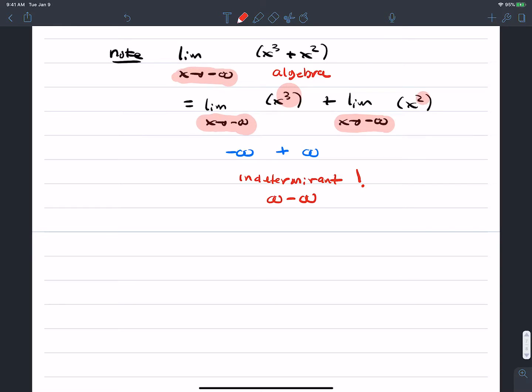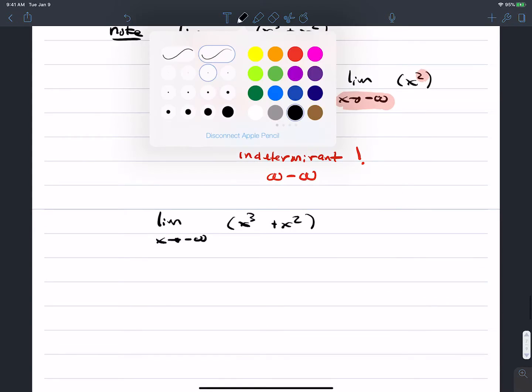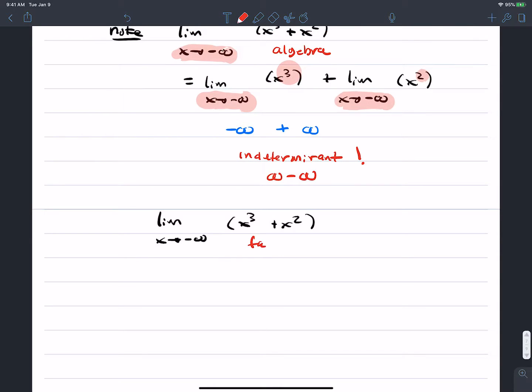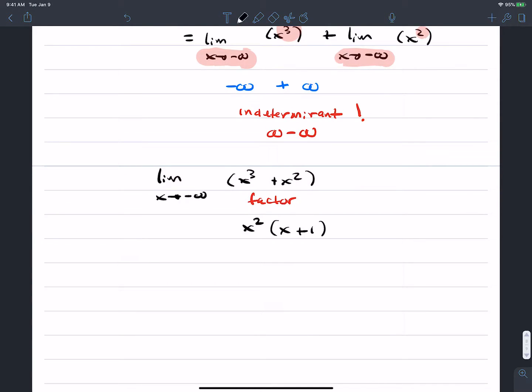So this is kind of the stuff we talked about last time. If we have to use algebra now, what kind of algebra did we do for this example in the past? You guys remember? You factored, is that right? So when you factored, let's write that down. You're going to factor out the greatest common factor. So this will be x squared times x plus 1 here. So here's your new limit question.